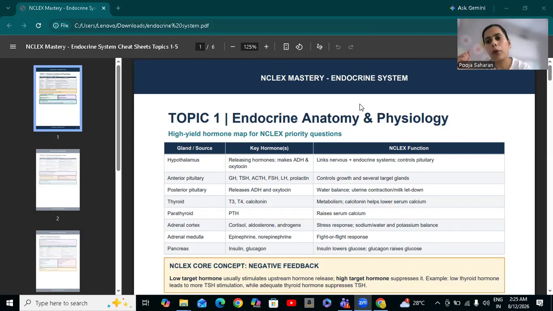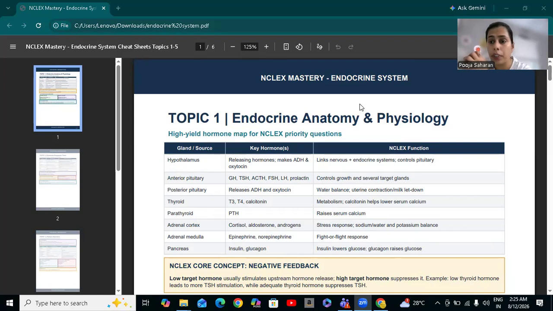Next is the adrenal gland. Likewise, we are going to talk about the adrenal cortex. C for cortex, C for capsule. So the outer portion, for example if this is the adrenal gland, the outer portion is the adrenal cortex. It is going to release cortisol, aldosterone, and some androgens. What are cortisols? Glucocorticoids, mineralocorticoids. So these are cortisols.